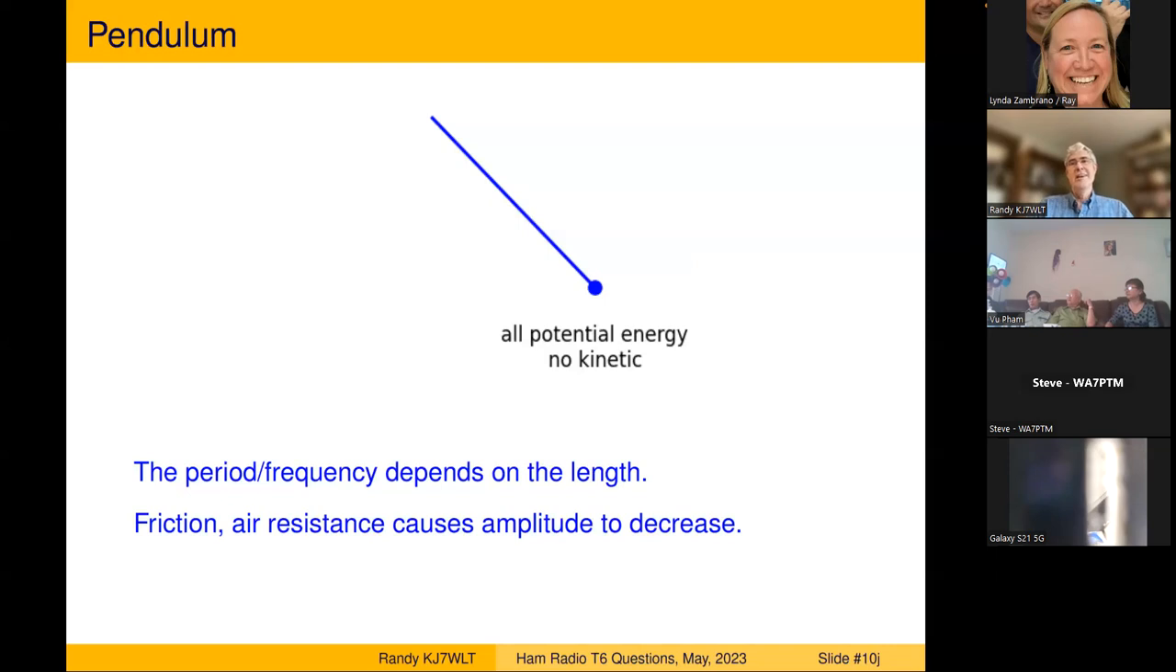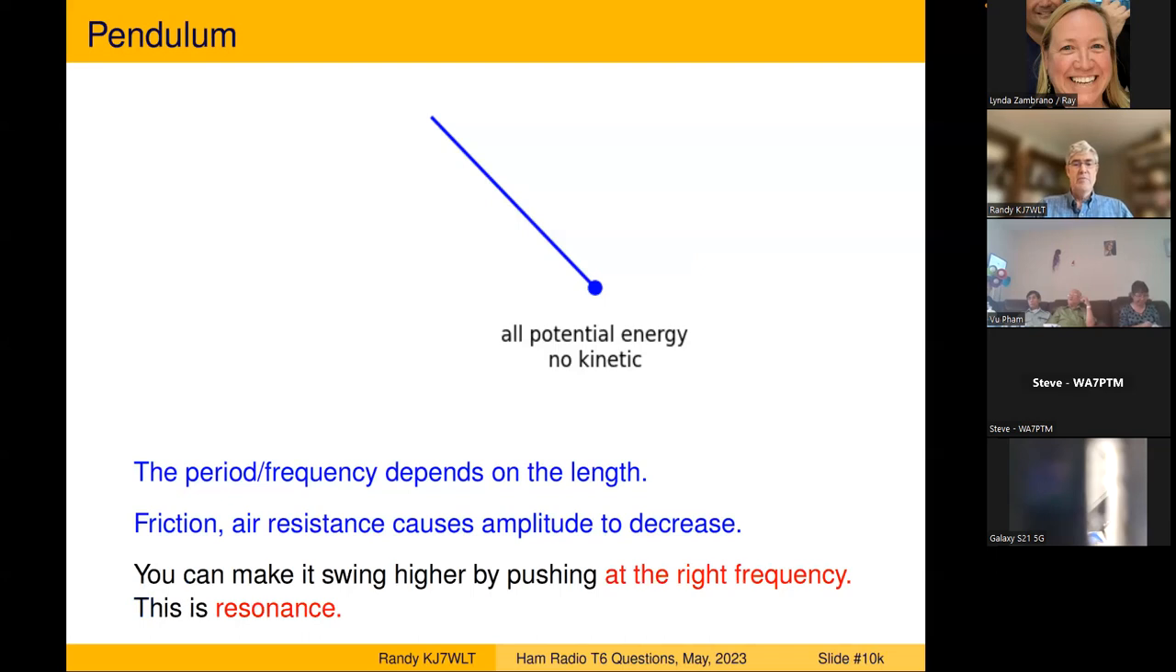If you try to push at a totally different frequency, you'll find it doesn't work at all well. So you can make it swing higher and higher if you keep pushing at the right frequency. And in physics, that's often called a resonance, that the frequency at which you're forcing it, or pushing it in this case, agrees with the natural frequency that it wants to oscillate at. And if you do that, then a little bit of energy being put in the form of pushing it can make it go higher and higher and higher, because you're complementing the natural frequency that it wants to oscillate at.